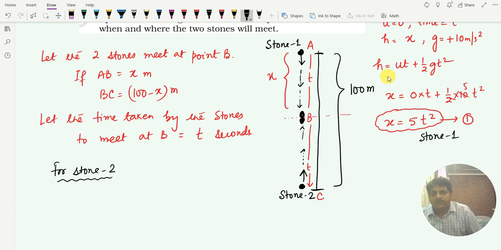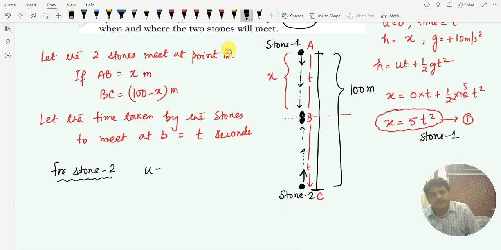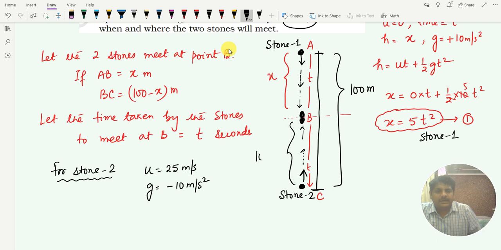Stone 2 के लिए what is the initial velocity? You see the question. The second stone is thrown with a velocity of 25 meter per second. So u is equal to 25 meter per second, and acceleration क्या है? This is -10 meter per second square, क्योंकि वो gravity के against जा रहा है, ऊपर जा रहा है. And what is the distance? If AB is equal to x, the length of BC, this would be 100 minus x meter. So h is equal to 100 minus x meter, and time is t.